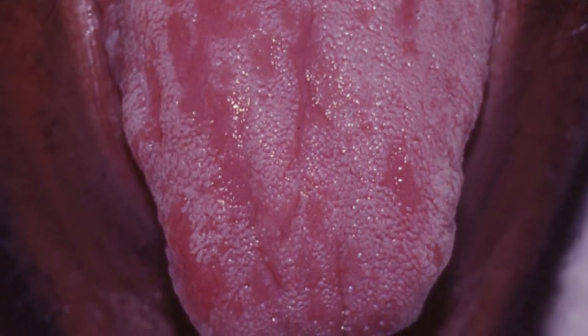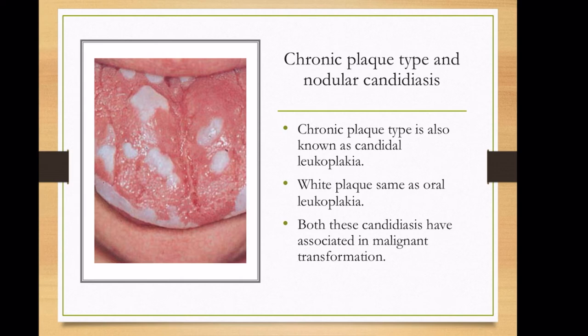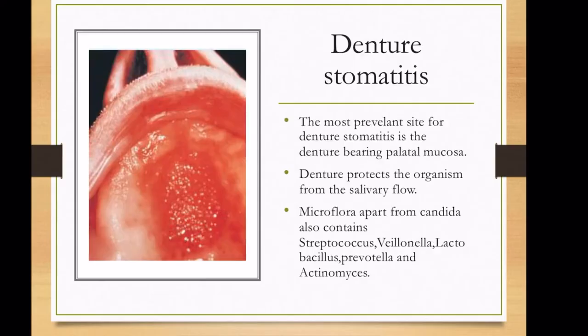users. Next is chronic hyperplastic candidiasis or chronic plaque type, and this is also known as candidal leukoplakia. From the name you can guess that this is a white lesion, but the only candidal lesion that is non-scrapable. Next is denture stomatitis.